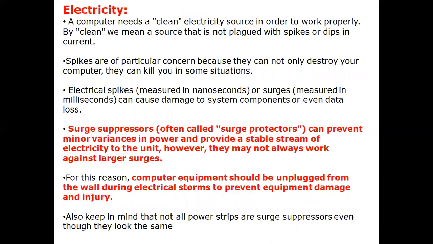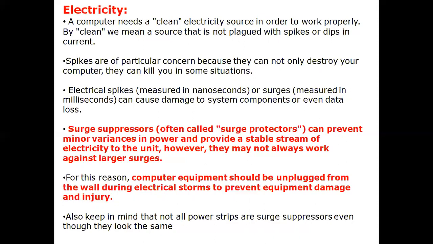Next, electricity. A computer needs a clean electricity source in order to work properly. I told you about UPS, we are using UPS, we are using a surge suppressor, right? An electric surge suppressor avoids the fluctuation of electricity. So with the help of UPS and surge suppressor, we can avoid the fluctuation of power, and our computing equipment gets a clean and uniform amount of current.